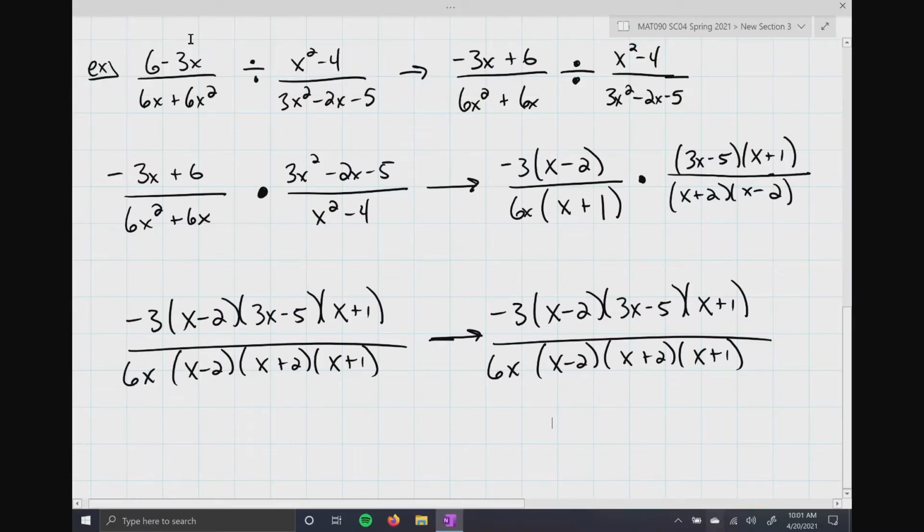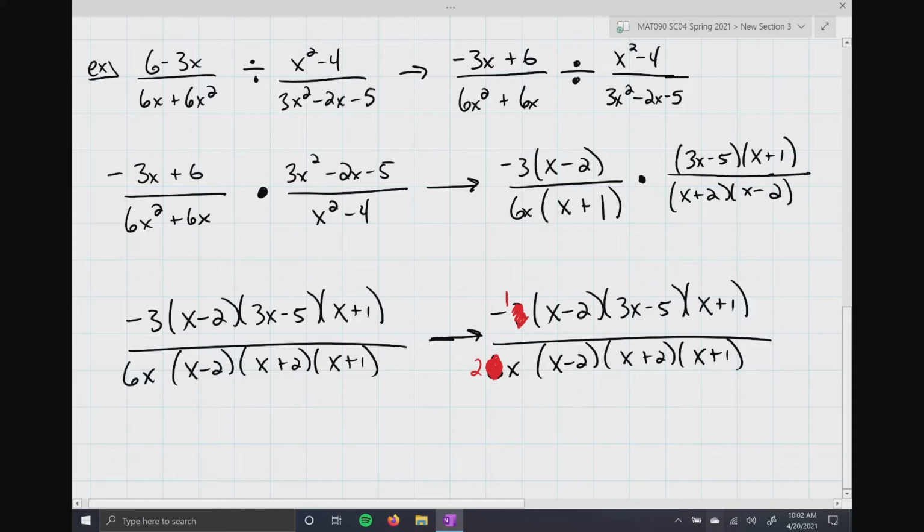Let's get the easy ones out of the way first. All right. The negative 3 over 6. What's 3 over 6? It's 1/2. Good. So I'm going to put a 1 here and a 2 there, and I'm just going to scratch out the 6 and the 3.